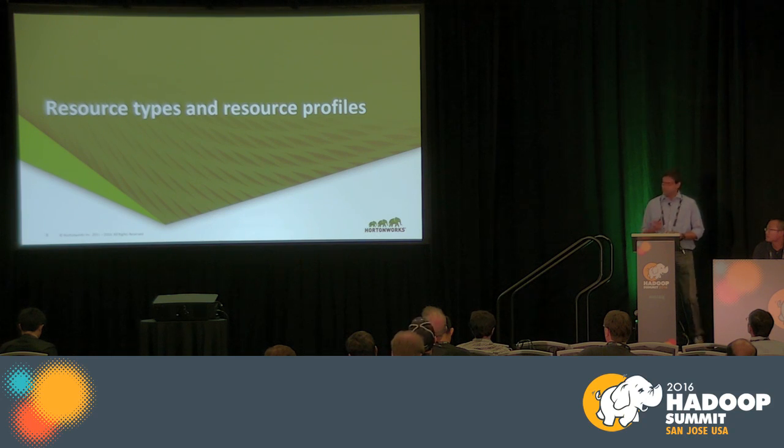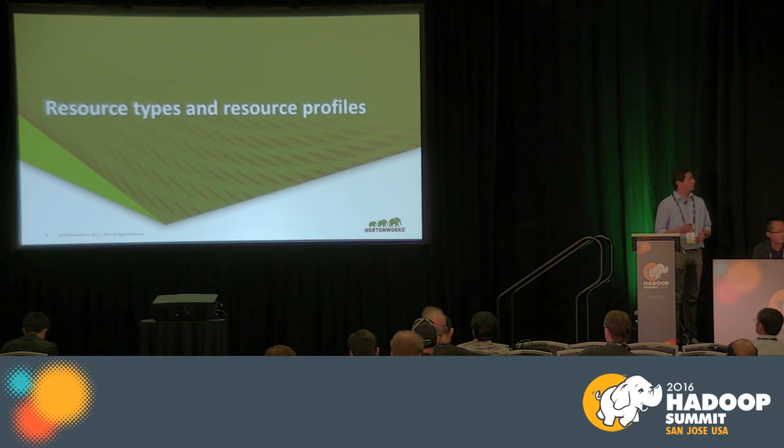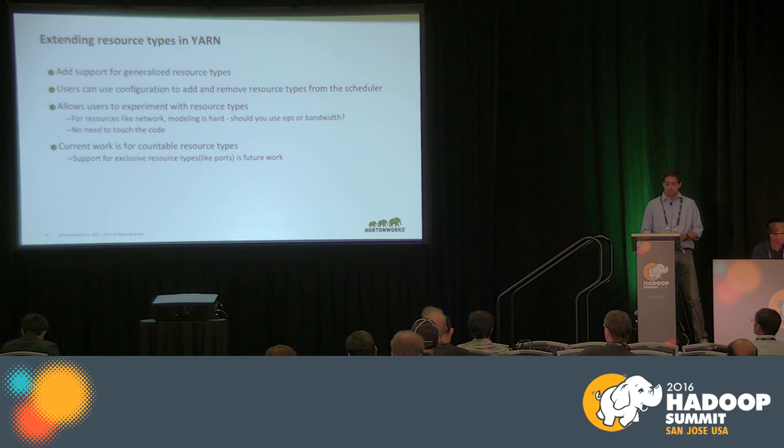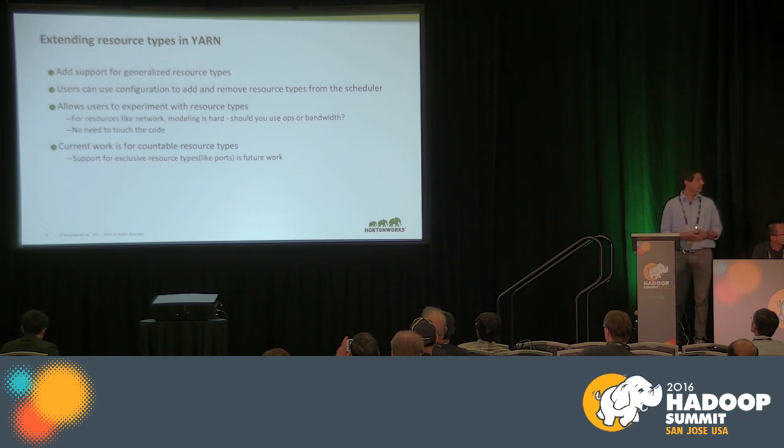Okay, so let's talk about resource types and profiles. One of the things we're really keen to do is add support for generalized resource types in Yarn. Clearly, CPU and memory address a bunch of use cases today, but GPU, for example, has been a wish list item for a lot of people. A lot of folks want to be able to add disk and network as well. Once we add support for generalized resource types, we really want admins to be able to use configuration to add and remove resource types from the scheduler.